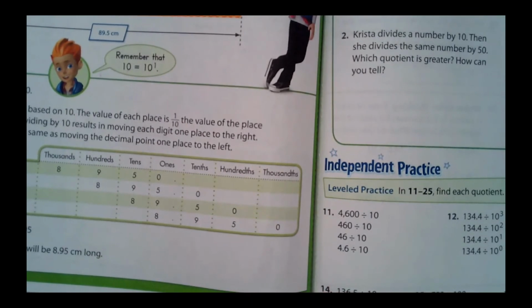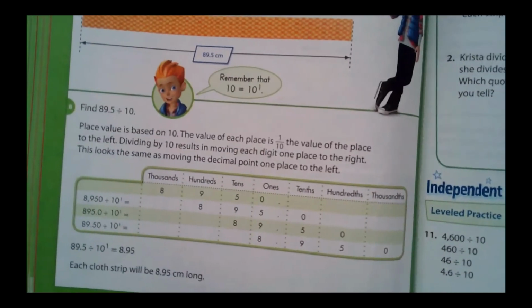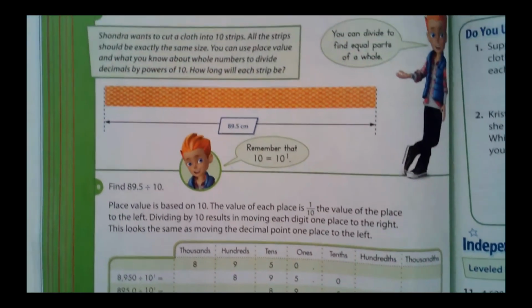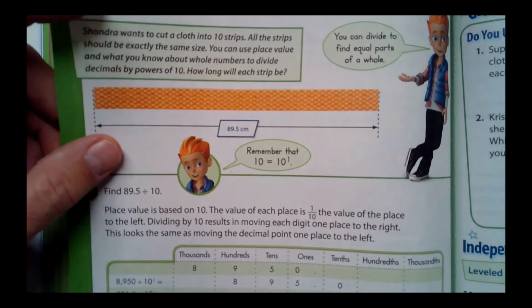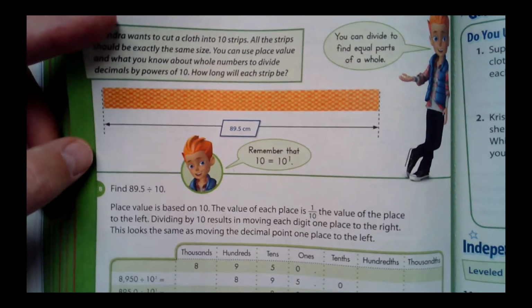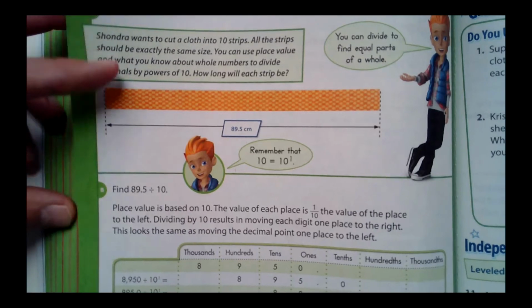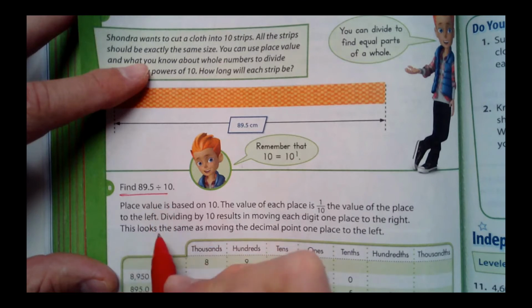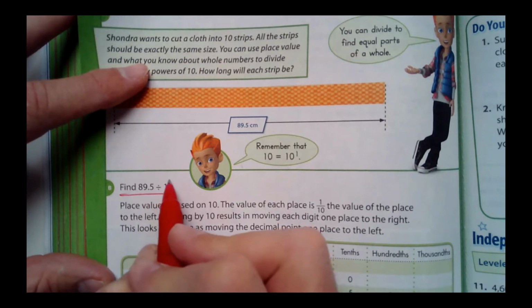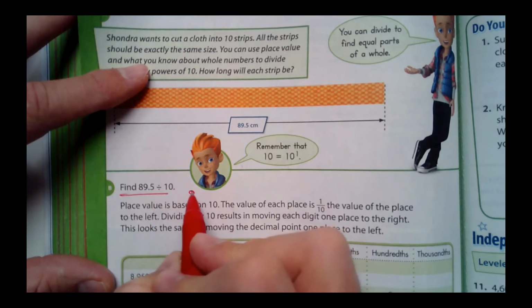All right, next page. They give us an example here of how you can divide by a power of 10. So typically, the page before you do the guided practice and the independent practice, that's an example. So you can look this over if you want. I'm not going to go through it. I'll just point out that if you look right here, it says find 89.5 divided by 10. Which way do you move the decimal? Since it's being divided by 10, you would move the decimal just one place, so it would become 8.95.